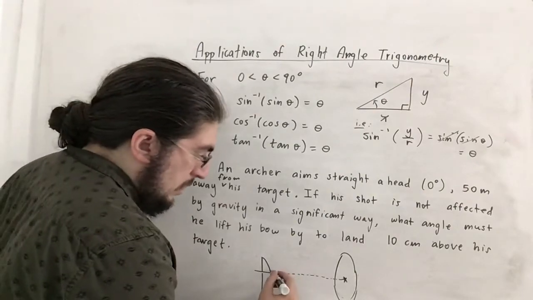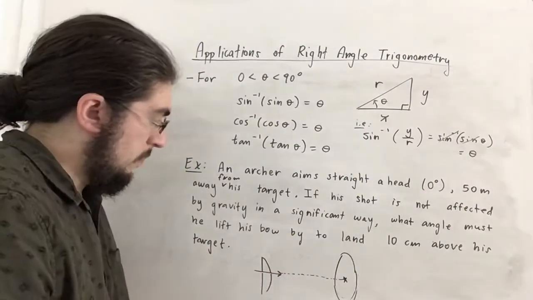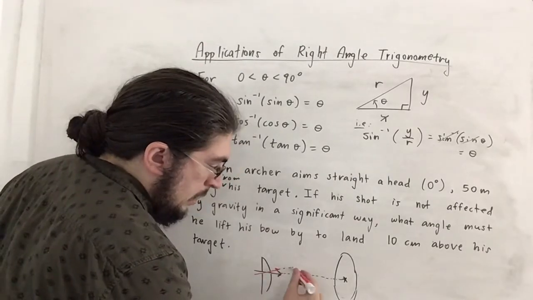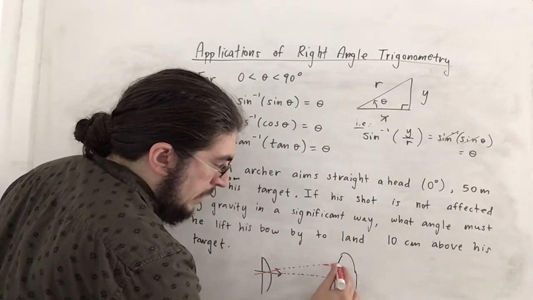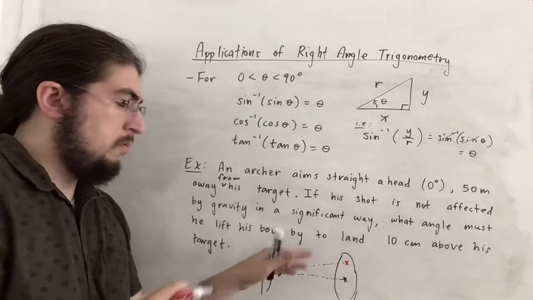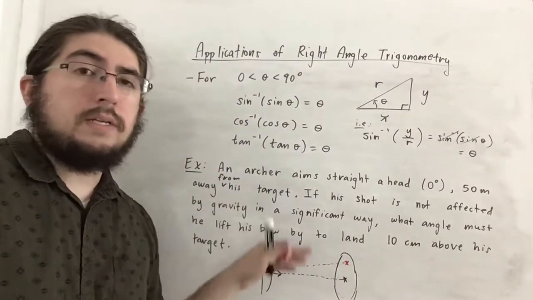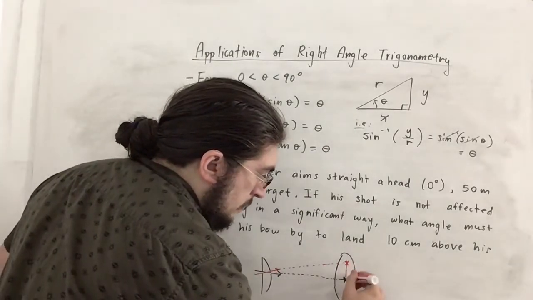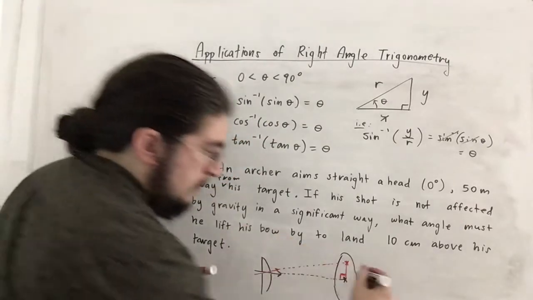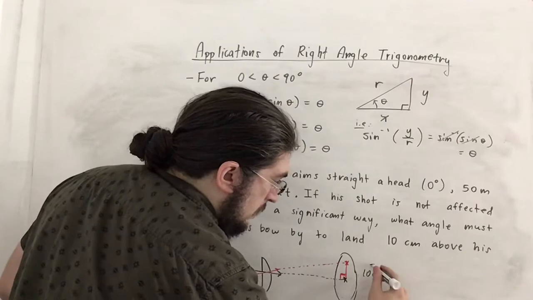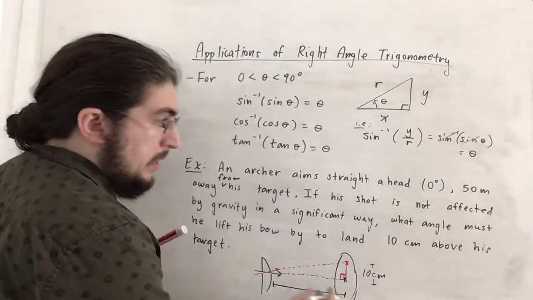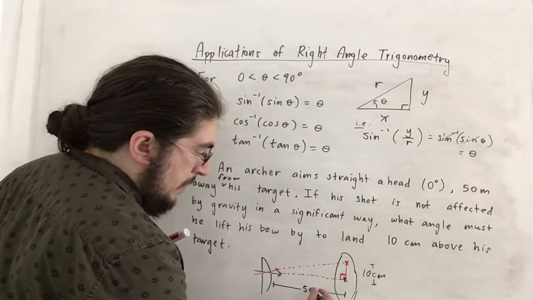Now we want to lift this a little bit, so let me draw that in red because we're moving this a little bit. So he's tilting his bow so that the arrow goes up a little bit. And we want to find the angle such that this new spot where the arrow hits the target is 10 centimeters above. So what we really have is this right triangle scenario, where this is 10 centimeters for the height, and we know the distance is 50 meters because he is 50 meters away from his target.